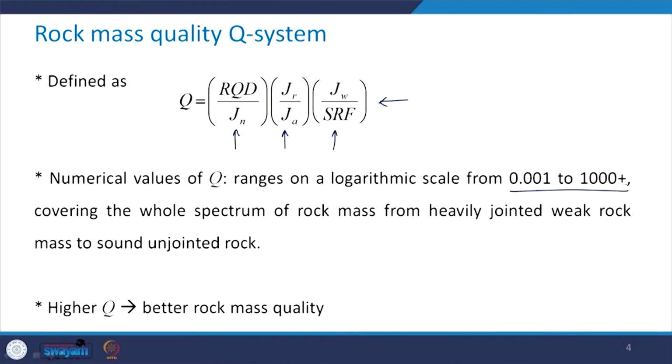Now, this whole range covers the complete spectrum of rock mass, starting from heavily jointed weak rock mass to sound unjointed rock, because the range is huge and therefore it covers the whole spectrum of the rock mass. Now, the higher the value of this Q index, the better the quality of the rock mass.